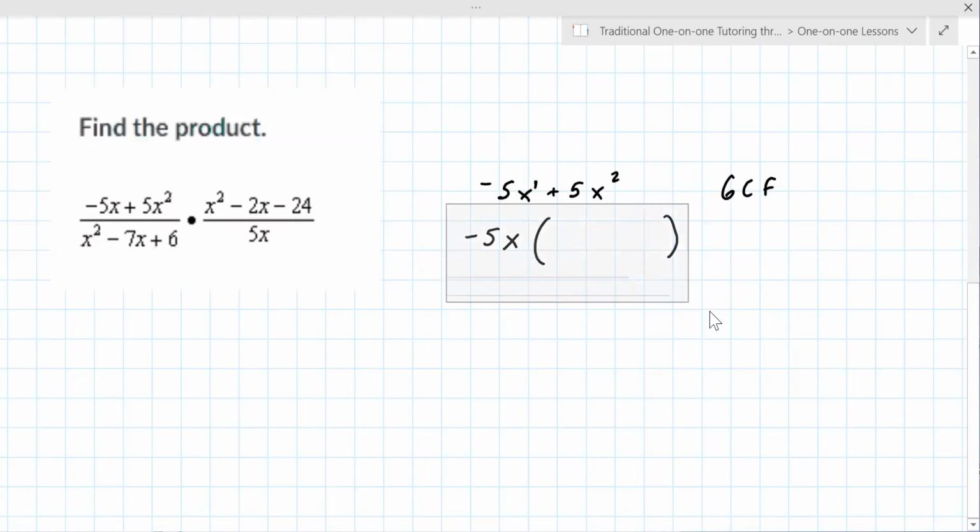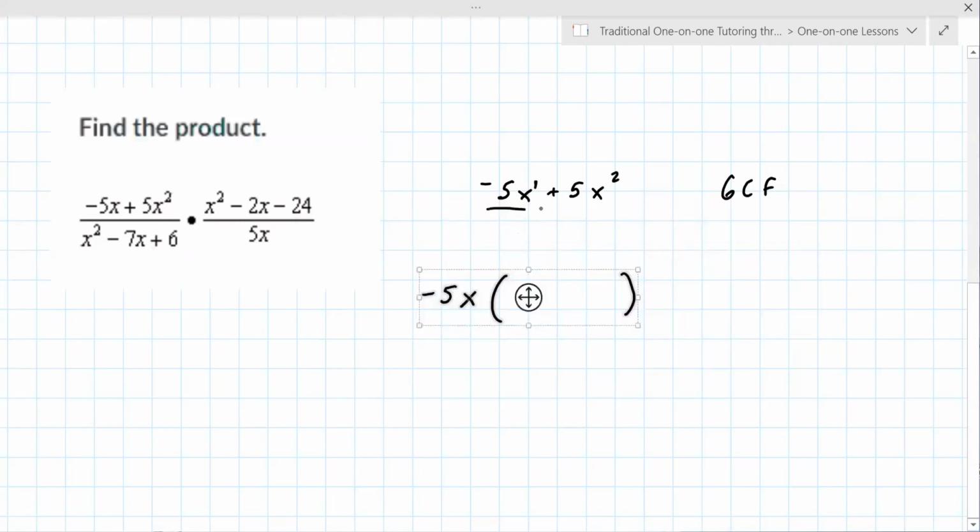And I mentioned this before, when you're doing this, what you're actually doing is you're dividing both of these by minus 5x. So the one on the left here is actually 1, because they're exactly the same. On the right, 5 divided by negative 5 is negative 1, and then x squared divided by x is just x. Is that okay? Yes.